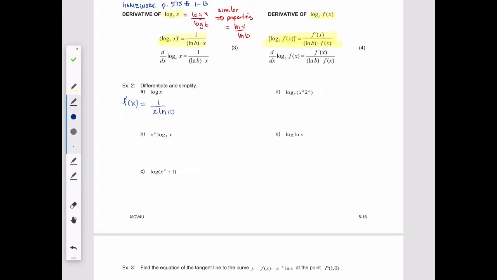So again, that would be the same thing as saying the ln of x over the ln of 10. So ln of 10 is a constant. We take out the constant, and take the derivative of ln of x.